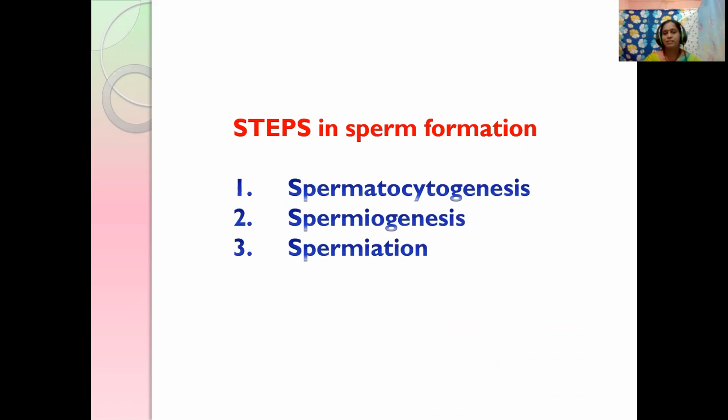Now we'll see the steps involved in sperm formation: spermatocytogenesis, spermiogenesis, and spermiation. Let's see them one after the other. The first one, spermatocytogenesis, is where cells are converted to spermatogonia. The second step, spermiogenesis, is where the spermatids are converted to mature sperms. The third one is spermiation, the release of the sperm.